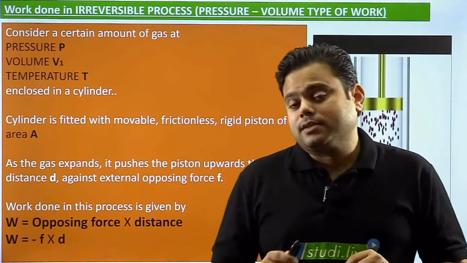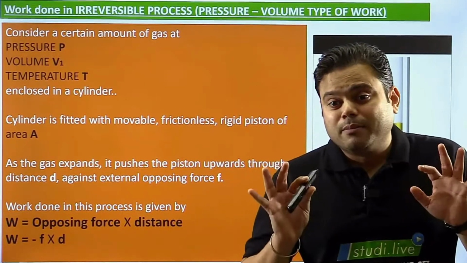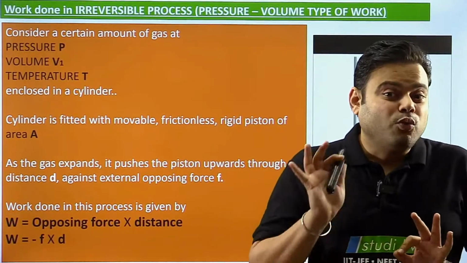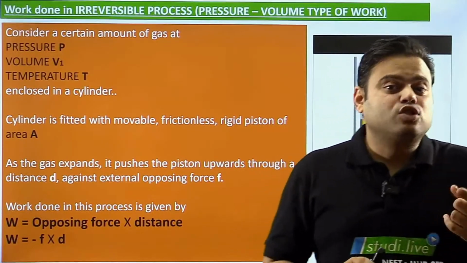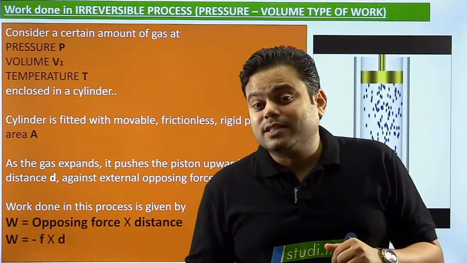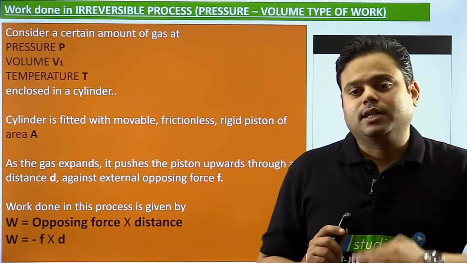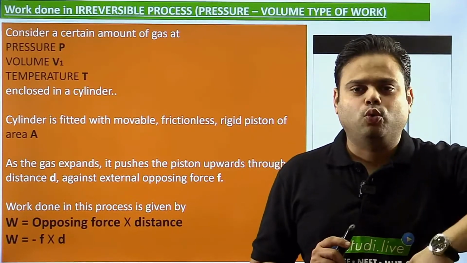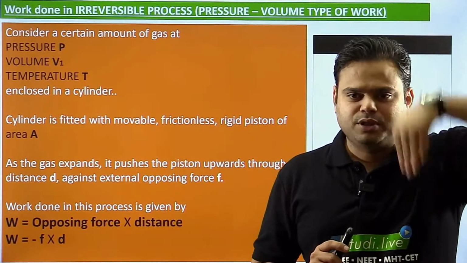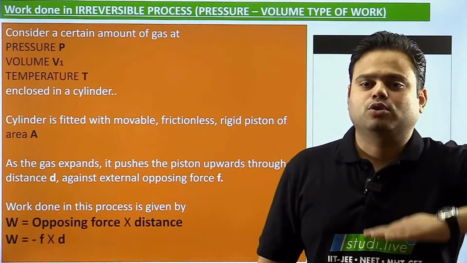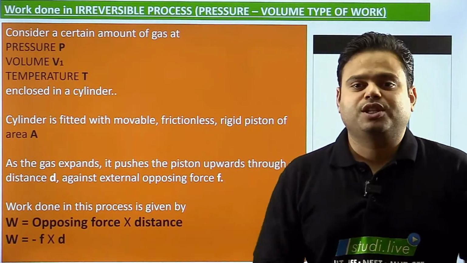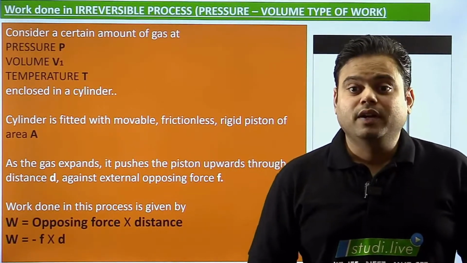Okay. Why did the minus sign come here? Why is there a minus sign over here? A simple reason for this is the minus sign indicates that the work is done against an opposing force. What is the direction of the opposing force? It is downwards. Which way is the piston moving? The piston is moving upwards. The piston is moving up, the opposing force is acting in the downward direction. The opposing force is in the downward direction, so where should the piston go? Down. But in which direction is the gas moving the piston? Up. So if the gas is moving the piston in the opposite direction, okay, we will denote it by a minus sign.